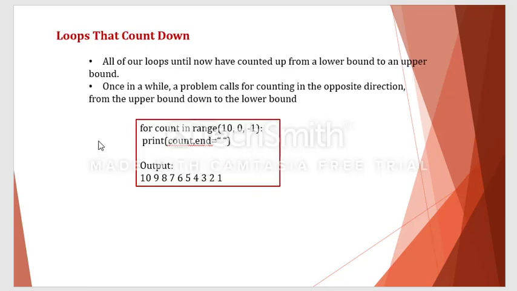The last concept that we have for today is loops that count down. Actually the loop count increases, 0 1 2 3 4 5 6 like that. But if you want specifically to count down, that means 10 9 8 7 6 5 4 3 2 1.